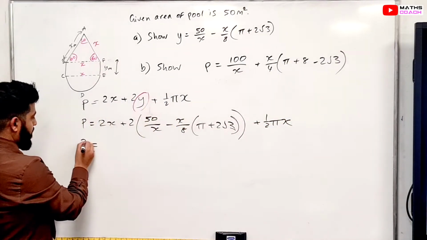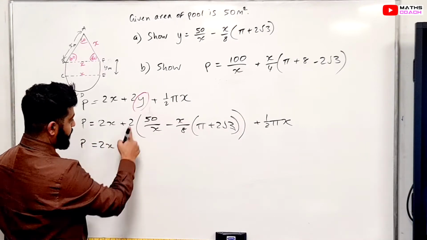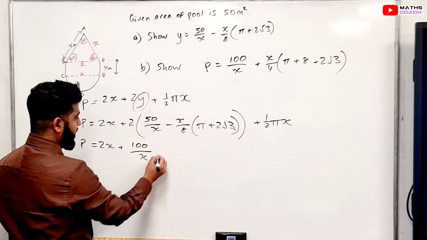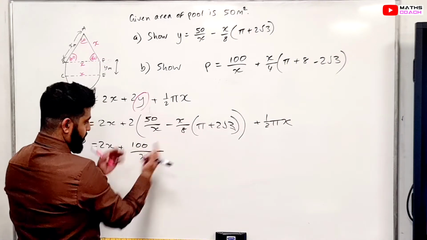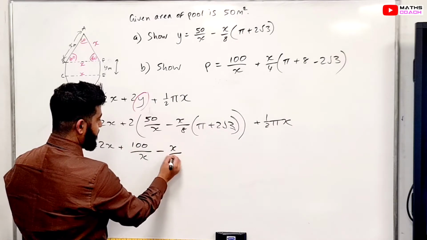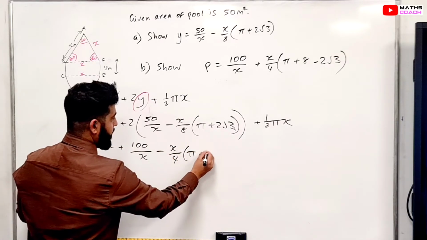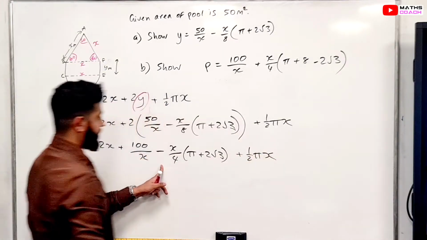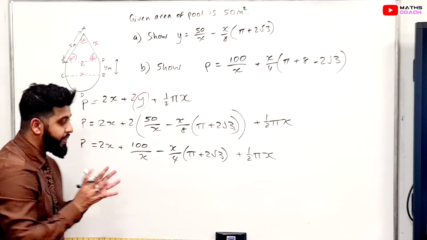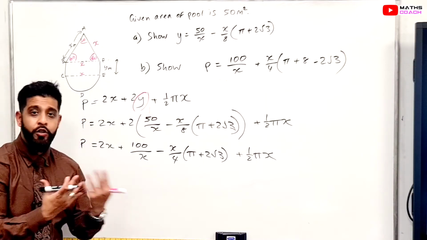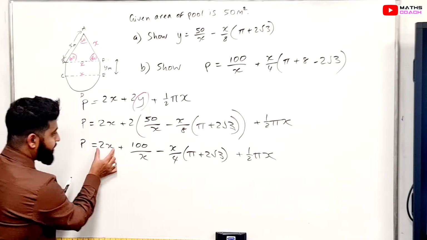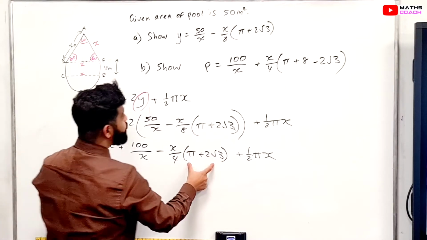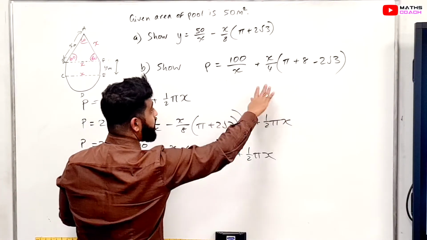Right, let's open up this bracket now. So the 2 and the 50 will give us 100 over x. And the 2 and the 8 will do some simplifying. So therefore that would be x over 4 pi plus 2 root 3 plus half pi x. Now the next step you could actually do in a number of ways, depending on how you're looking at it. But if you notice here, you've got the 2x and this half pi x. And this bracket already is looking like what I want to achieve.